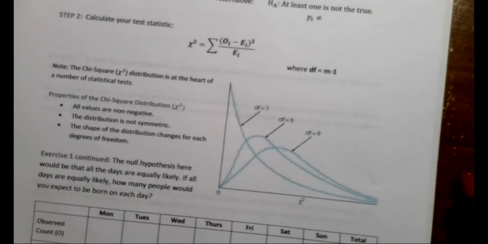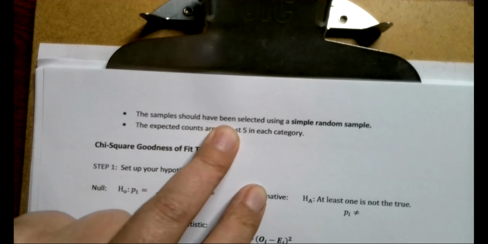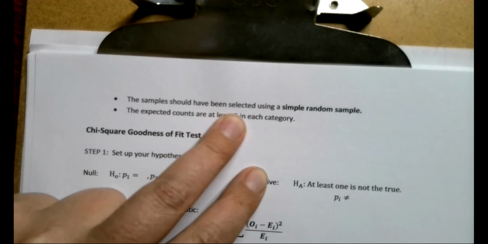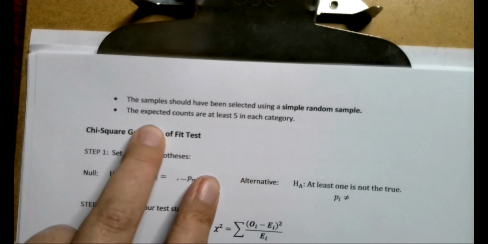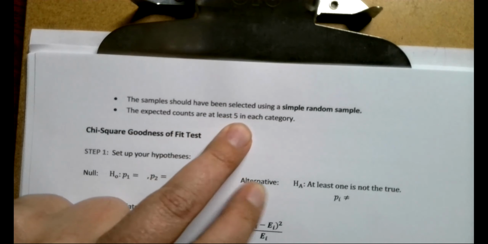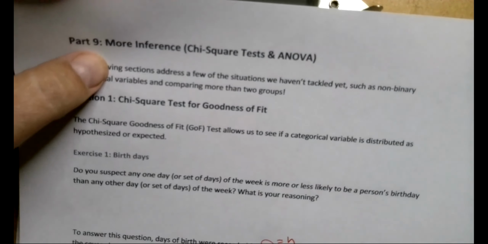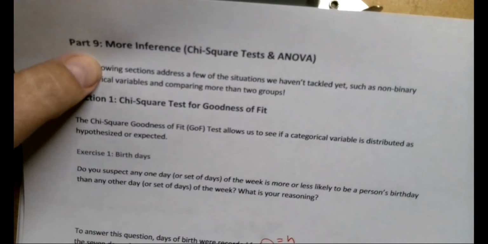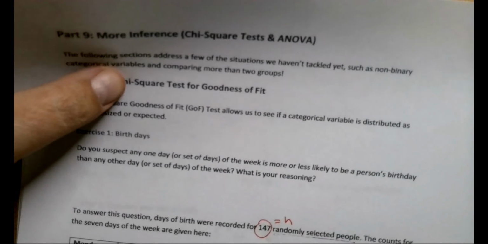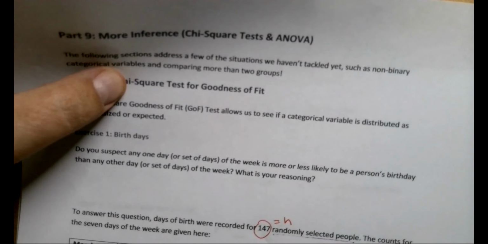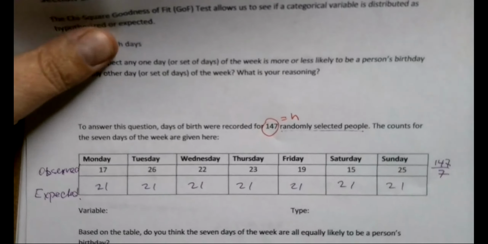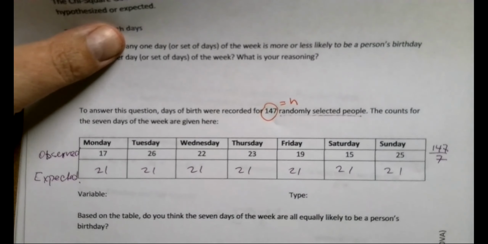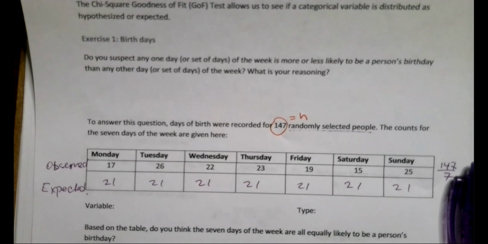So what are the assumptions and requirements? Our sample should have been selected using a simple random sample, and the expected counts are at least 5 in each category. They say randomly selected people, so we do have a random sample, and also our values in each category are greater than 5. So we're good with the assumptions. Let's go to StatCrunch and complete this test.